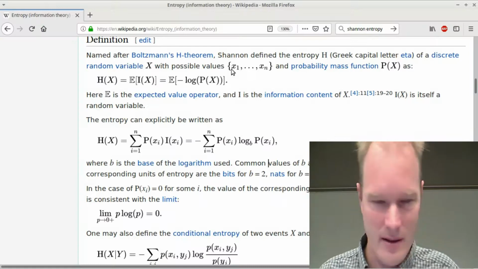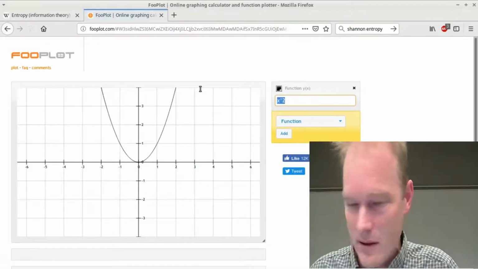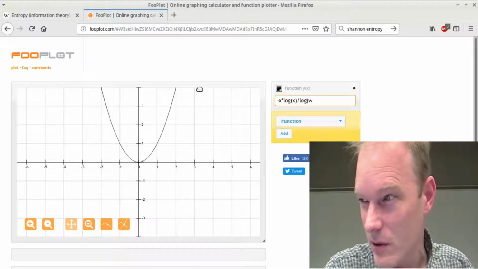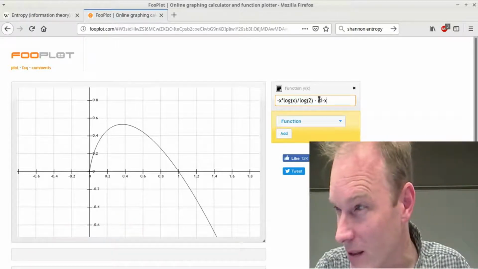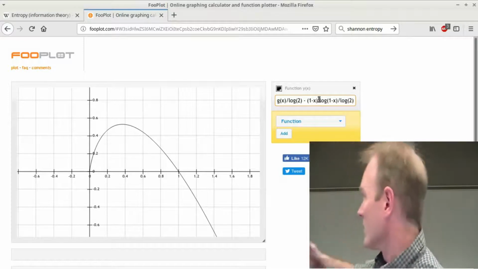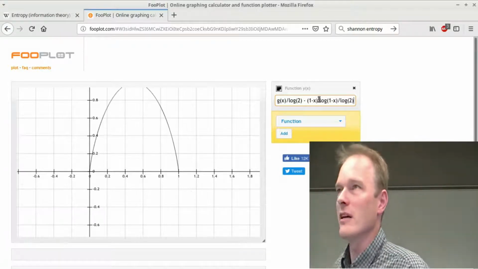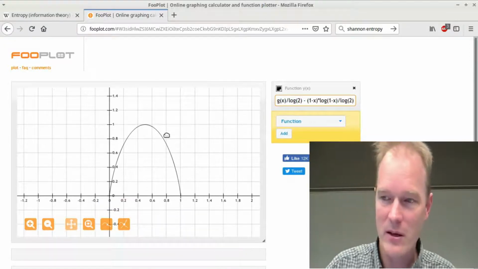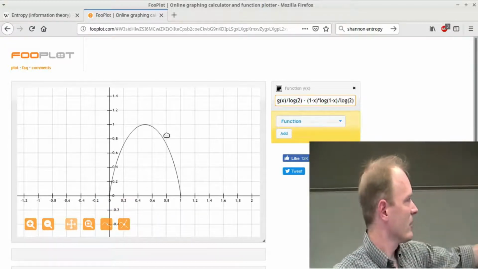Let's actually just plot it. That's going to look better. Okay, if I say minus x times the log of x divided by the log of 2 minus 1 minus x times the log of 1 minus x divided by log of 2, because the probability of red will be 1 minus the probability of x, then it looks like this. And this is what the equation for entropy is going to look like. It's always ranging between 0 and 1.